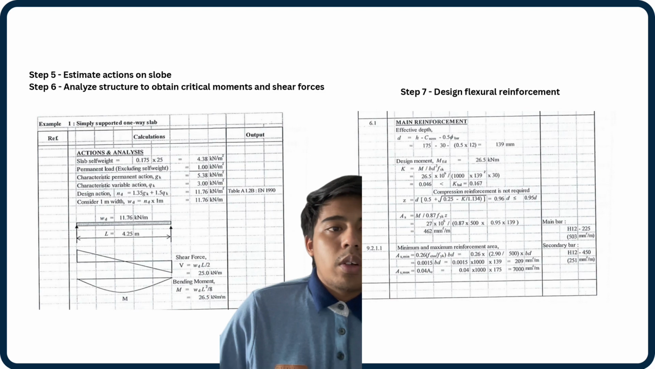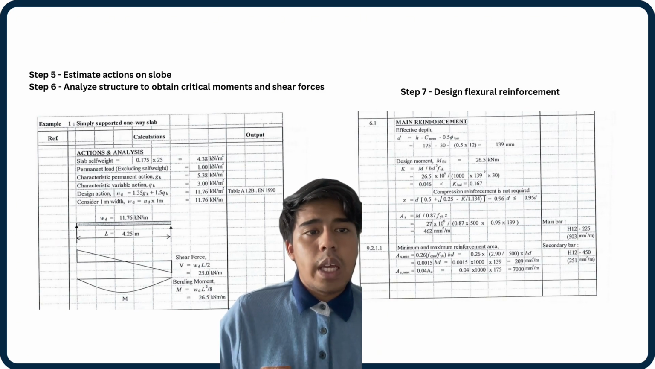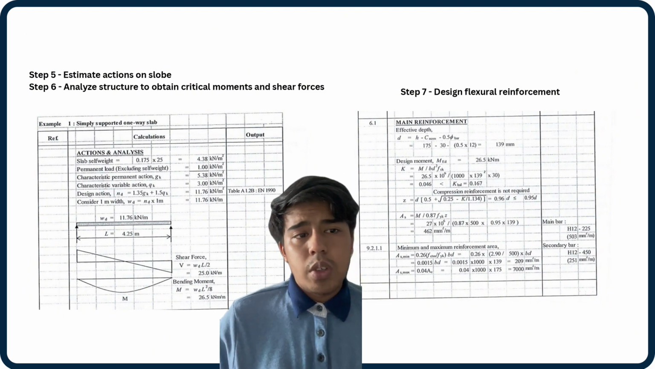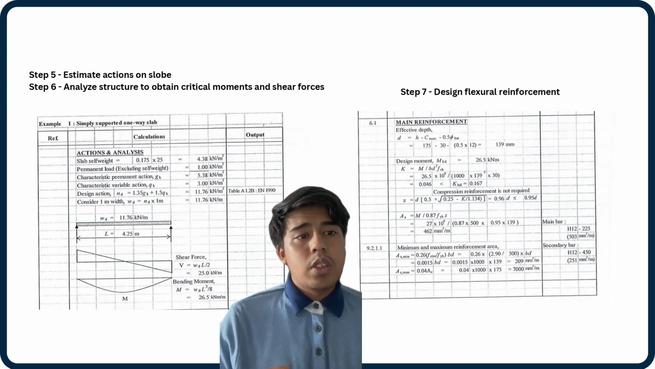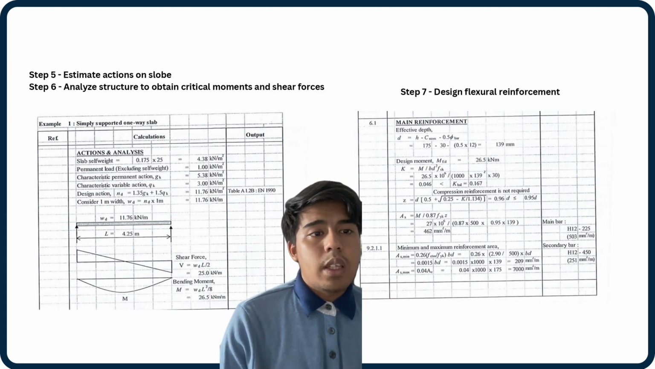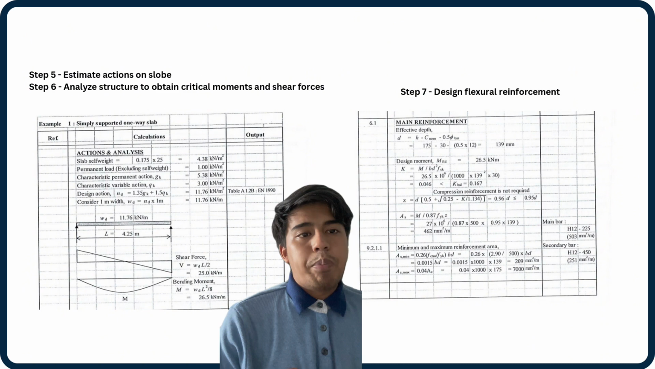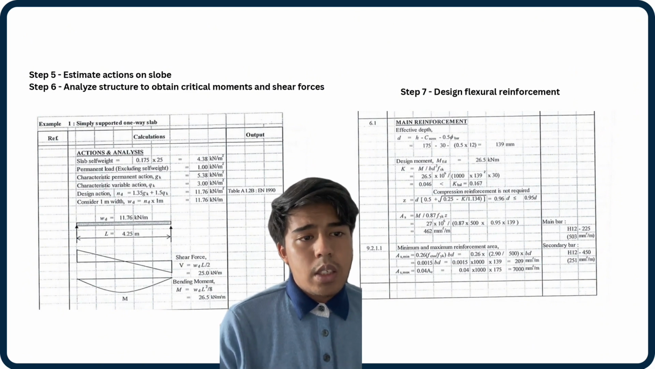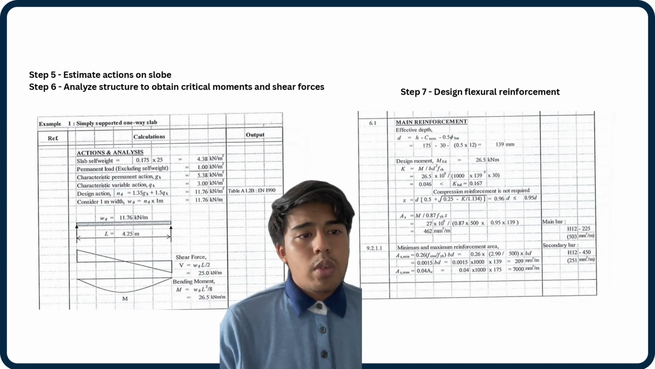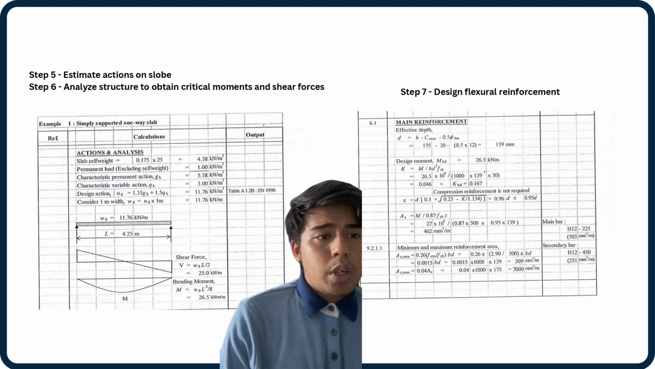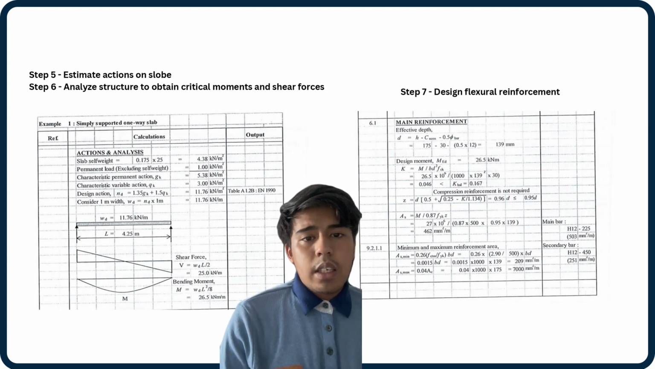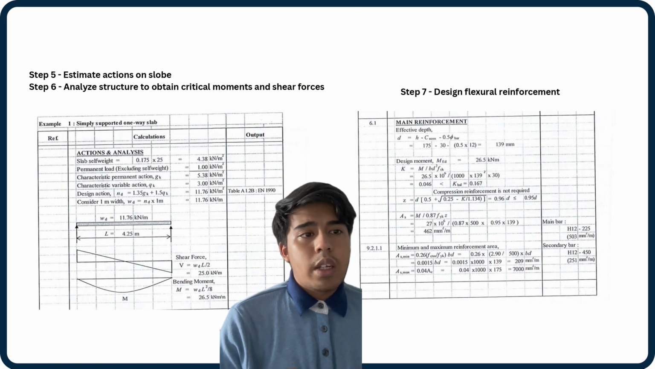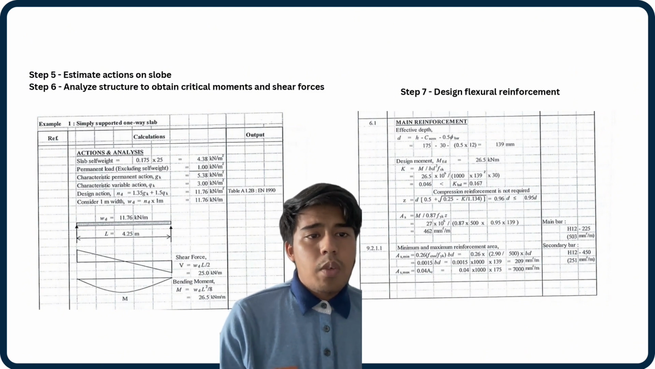So now we calculate the value of K, where K equals M over B D square FCK. So we get the value of K is 0.046, that is less than K bar 0.176. So that means that compression reinforcement is not required. Now we calculate the tension reinforcement. Z equals D in bracket 0.5 plus square root 0.25 minus K over 1.134. So we get the value 0.96d, which is more than 0.95d. So now we calculate the AS.